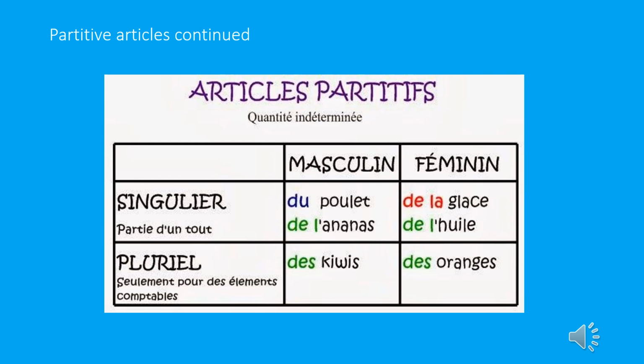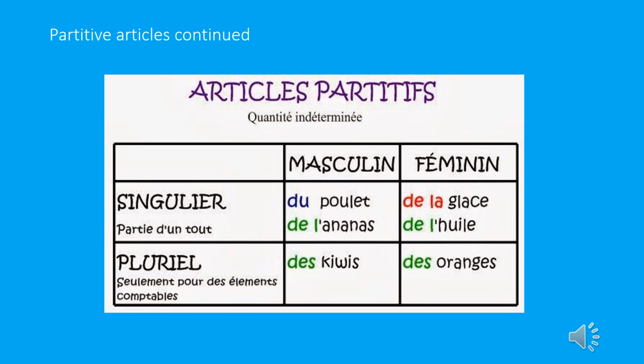So that is the singular. For example, like I said before, when you want to say you're eating maybe just part of a chicken, you say je mange du poulet. Repeat after me: je mange du poulet. So that is masculine.